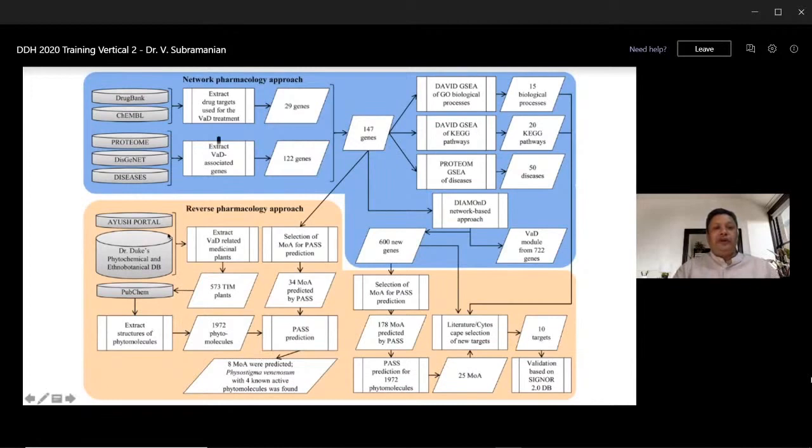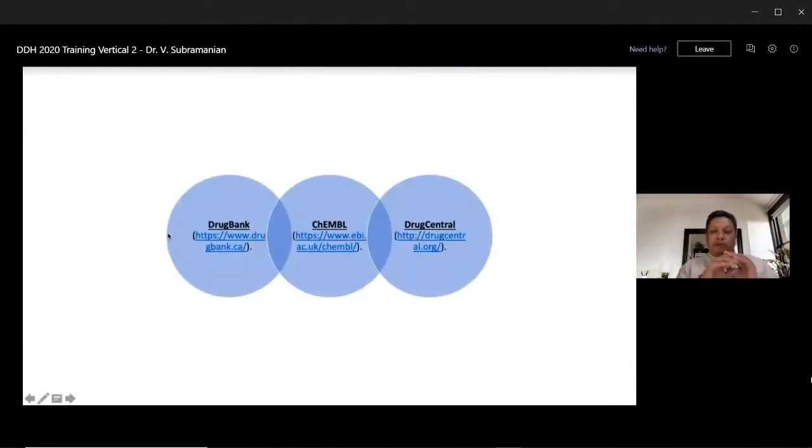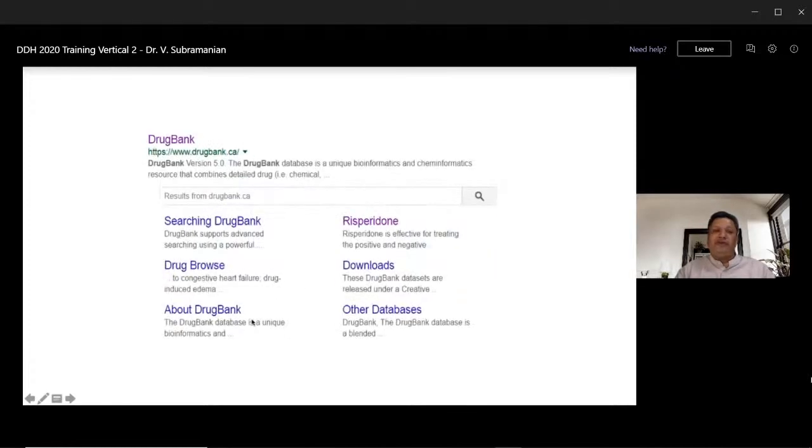The first part is the network pharmacology approach. First, we have to extract the drug targets of those drugs which are used nowadays in one way or another for the management of dementia. This is possible through different sources. You can go to DrugBank, ChEMBL, or Drug Central. For example, we are showing that we went to DrugBank and tried to see what are the targets.